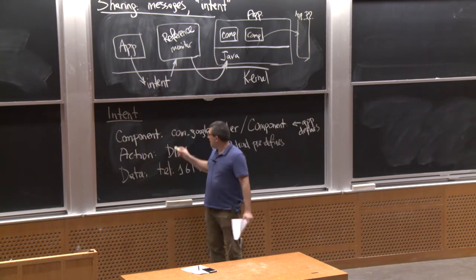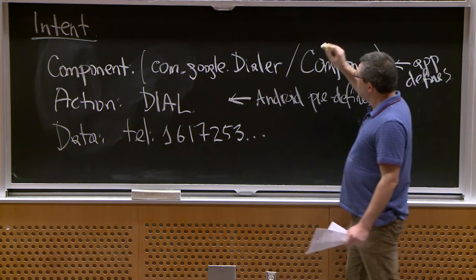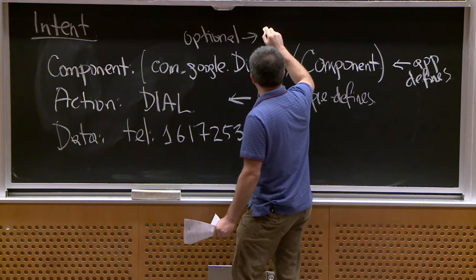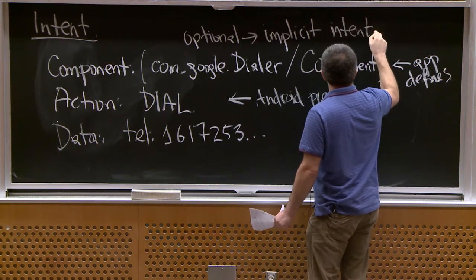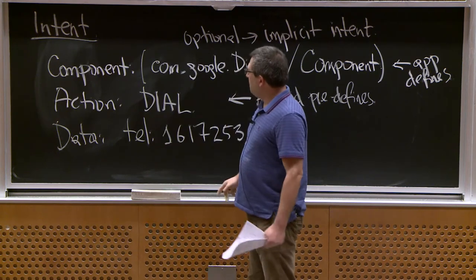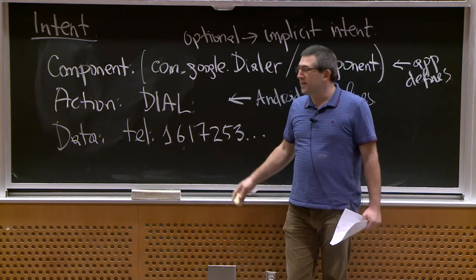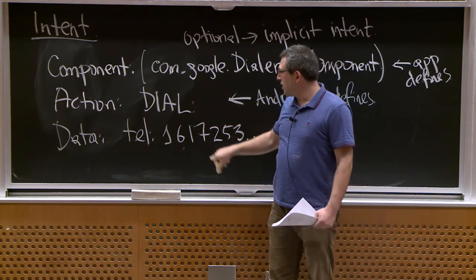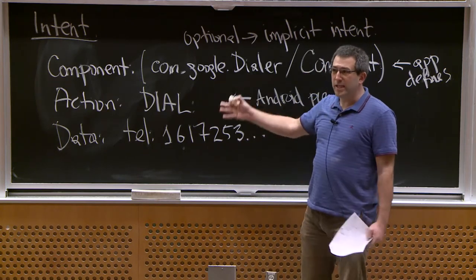One cool thing in Android that I want to mention is that the component is actually optional. The recipient is optional. And that's the crux of why this works well for mashing up many applications. If the component name is not supplied, Android calls this an implicit intent. And it's going to be the job of the reference monitor to figure out where it could send this. The reference monitor looks at the other fields, like the action and the data, looks through its table of installed applications and figures out where dial actions for a phone number should go. If there's a single answer, it'll just send the intent there.